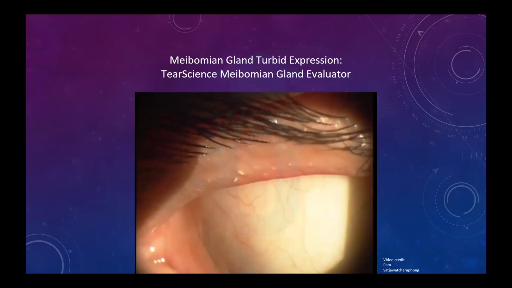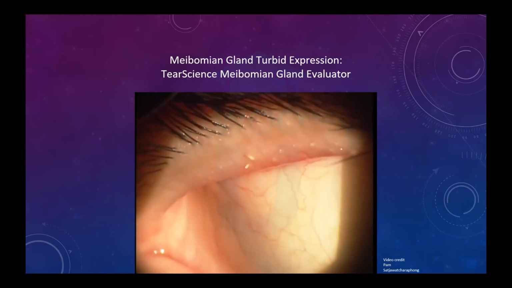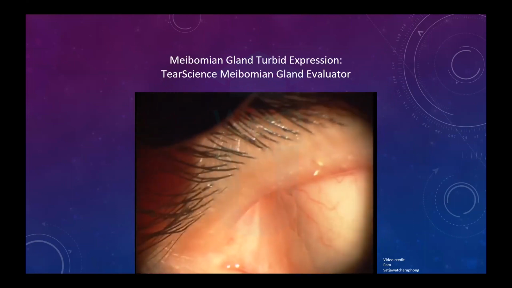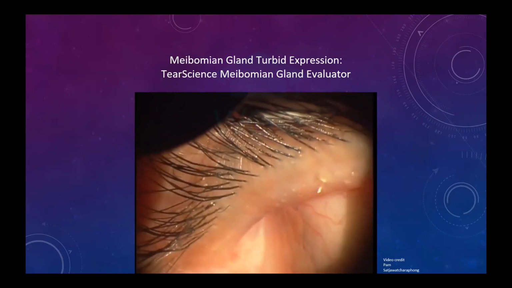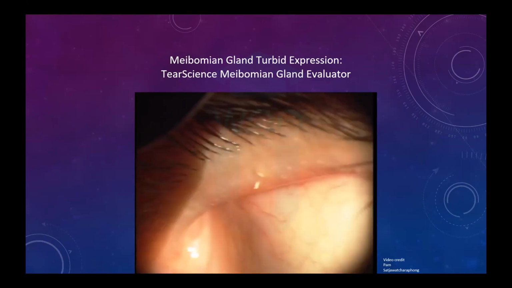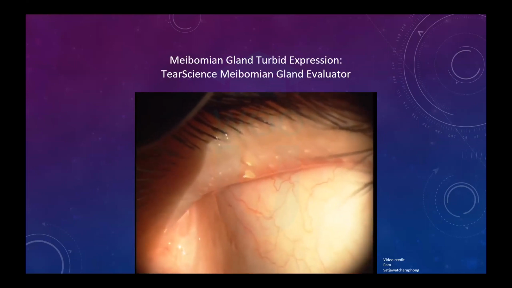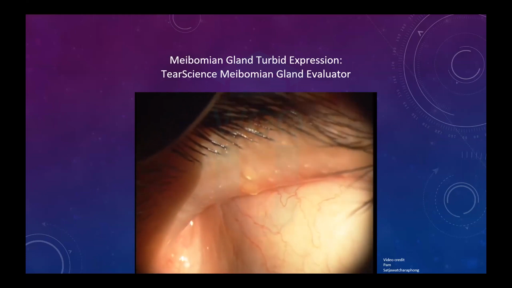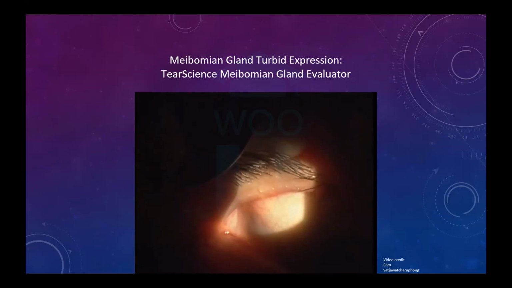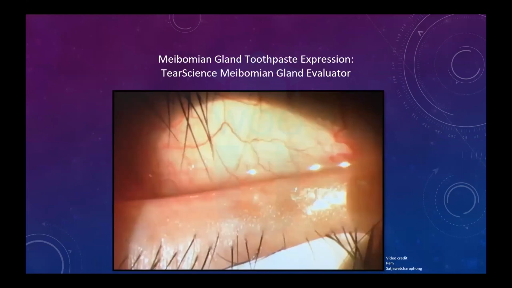So just the key take-home points, what you can do tomorrow. Even if you don't have a gland evaluator, you have a finger and you can use your finger. You can push on the lower lid, you can push on the upper lid to evaluate those meibomian glands. And here you can look at an example of the turbid expression.